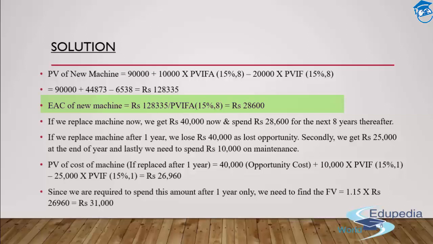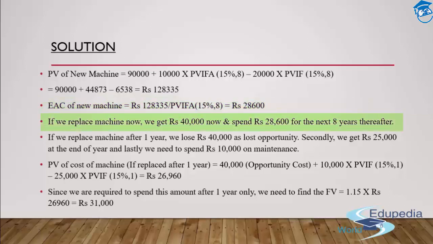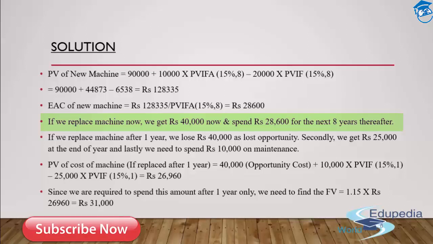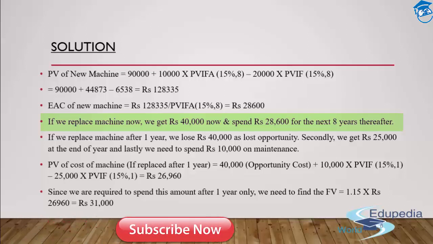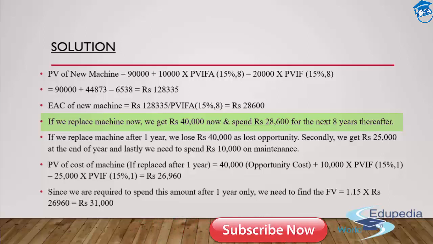Now, what is my conclusion? If I replace the machine now, I will get 40,000 rupees now, because I sell off that machine. So I get a salvage value of rupees 40,000 now, and my maintenance cost is zero in the present case. And I need to spend rupees 28,600 for the next 8 years thereafter. Sorted. Replace now, get 40,000 and spend 28,600 for the next 8 years. Done.